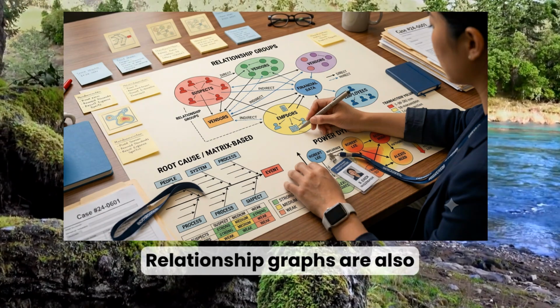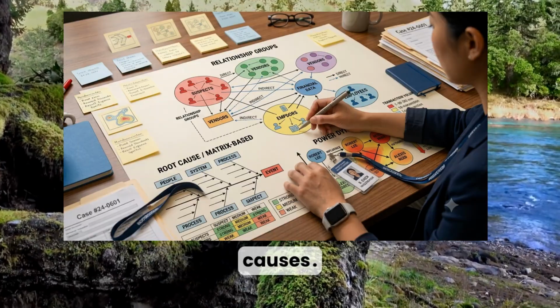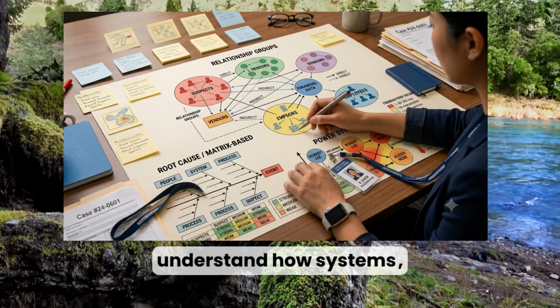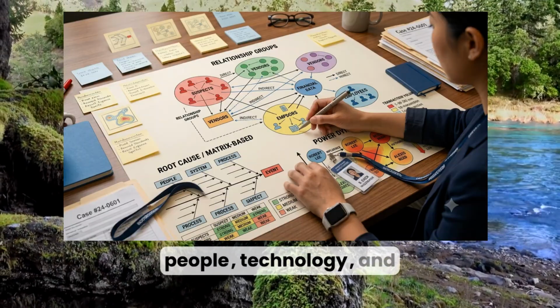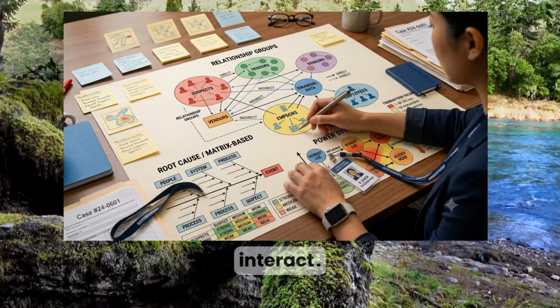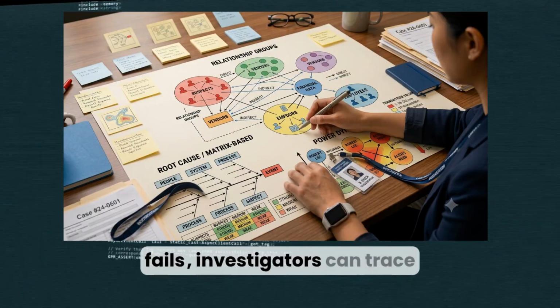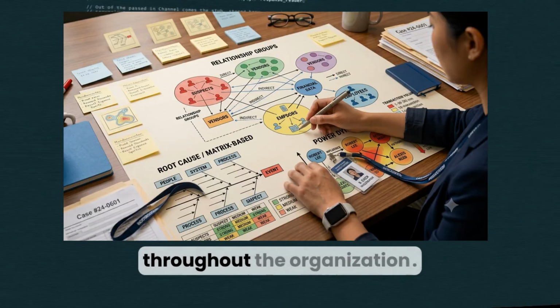Relationship graphs are also valuable for identifying root causes. Rather than focusing on a single incident, they help us understand how systems, people, technology, and organizational processes interact. When one part of the system fails, investigators can trace how that failure spread throughout the organization.